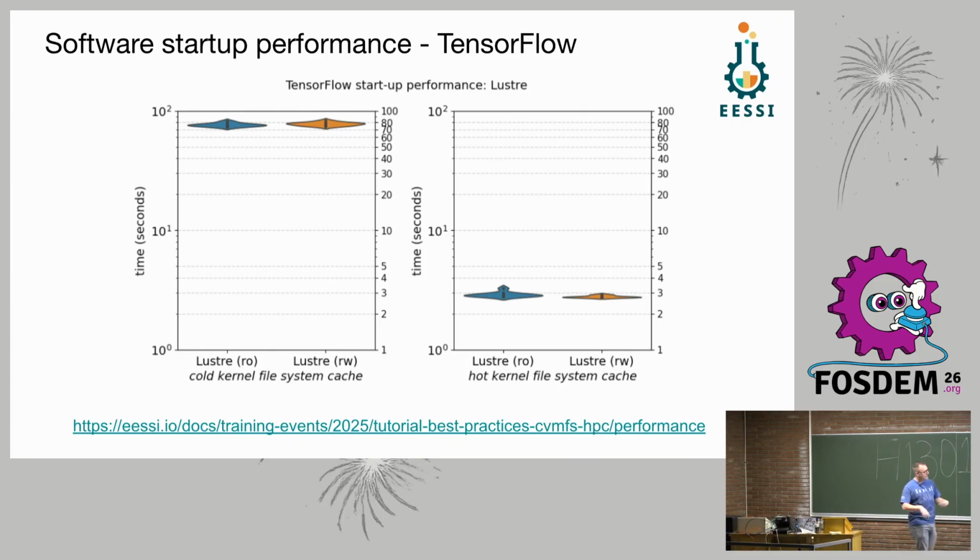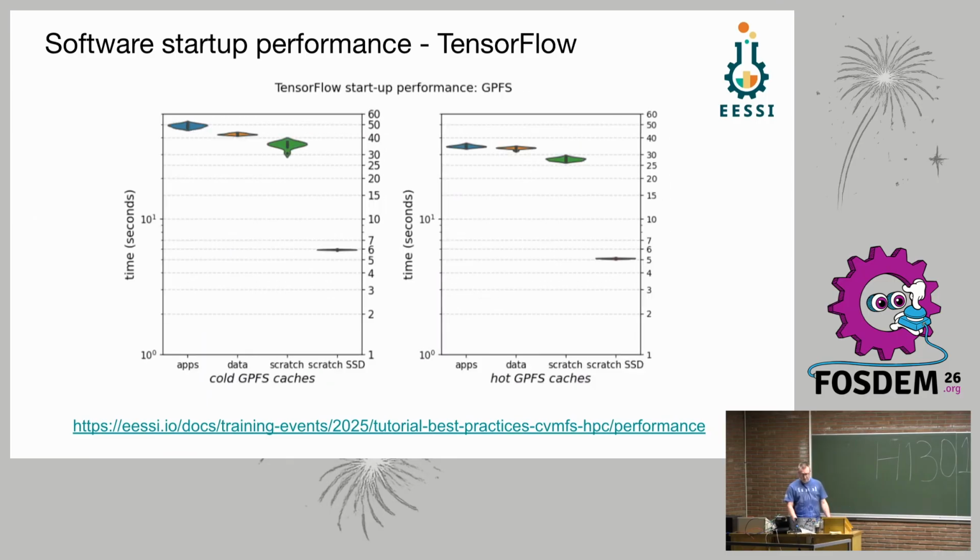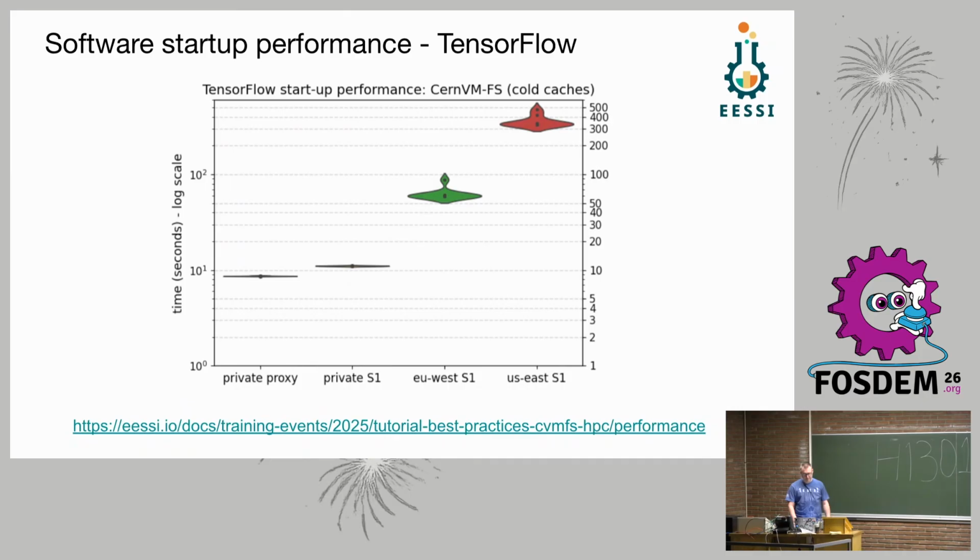If it's hot kernel cache, so everything is cached already, you can get close to the optimal because essentially everything is already in memory. So Lustre also caches things and it's not actually always as bad as it is on the left. Lustre is open source, a parallel file system, very good. GPFS is commercial software. So there you get around 40 seconds, and whether it's cached or not doesn't really matter too much. So it's always about half a minute to do an import TensorFlow. Very annoying. So a bad fit for software.